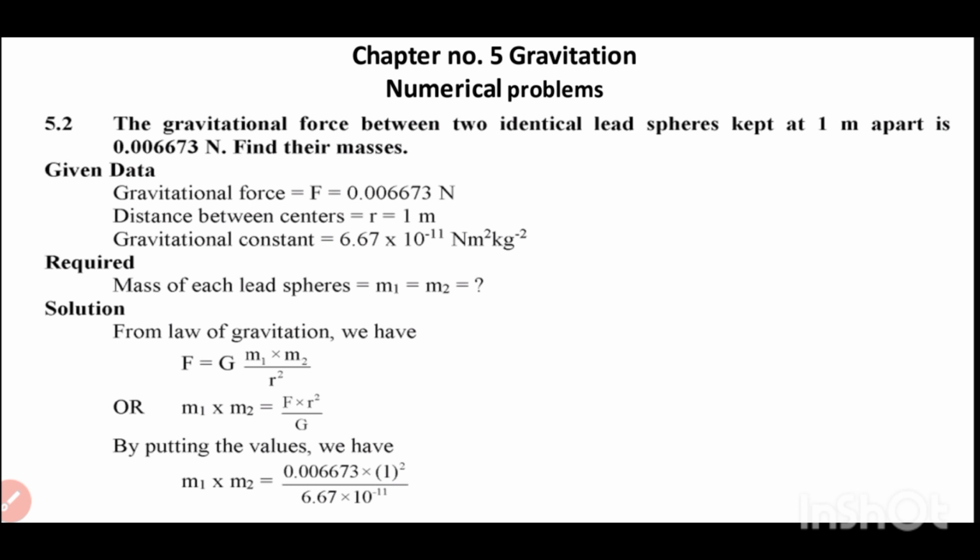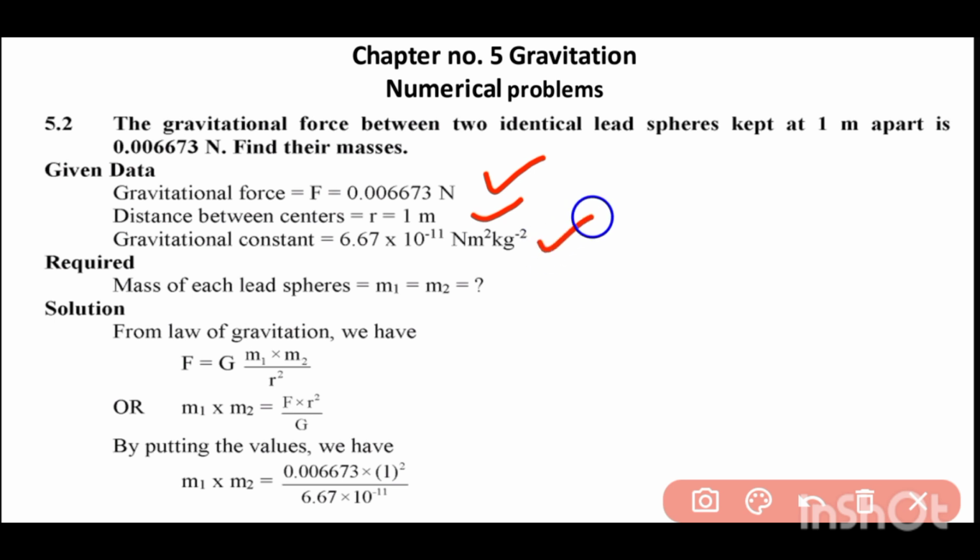So gravitational force between the masses is 0.006673 Newton, and the distance between their centers r is equal to 1 meter. You can write d. Gravitational constant is equal to 6.67 multiplied by 10 raised to power minus 11 Newton meter square per kilogram square, and we need to find m1 and m2. We use the formula F is equal to G m1 multiplied by m2 divided by r square. You can use d in place of r.